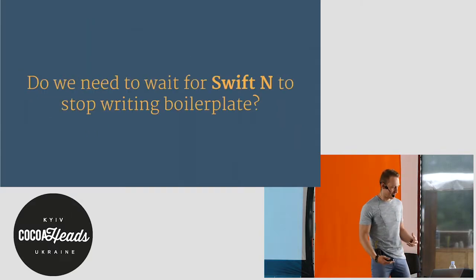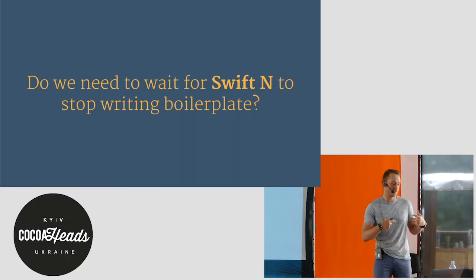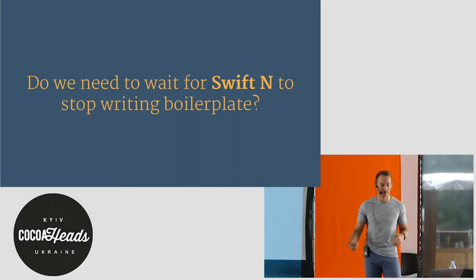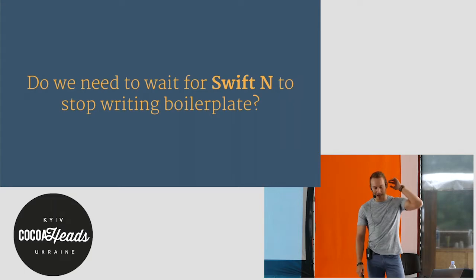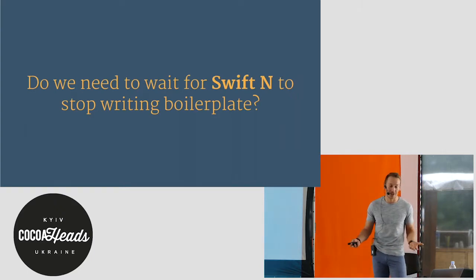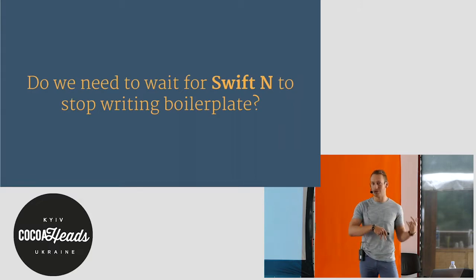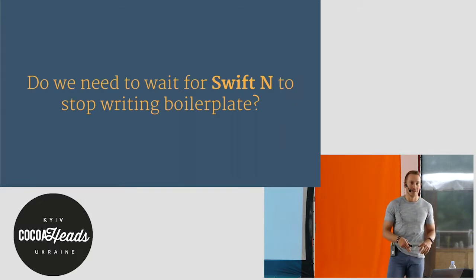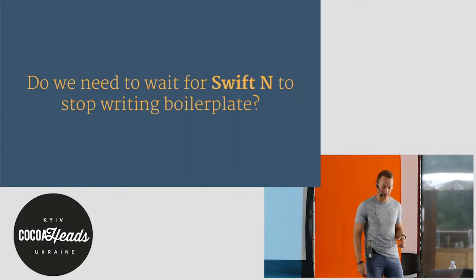So the question is, do we need to wait for Swift 6, 7 until we can stop writing this boilerplate, until we stop making those human mistakes? I don't think we do. I think the thing is, Apple has so many priorities that they need to work on, like Swift compile times, for example. That's pretty big, right? We would all want Swift to compile faster. If it worked as fast as Objective-C, that would be awesome.